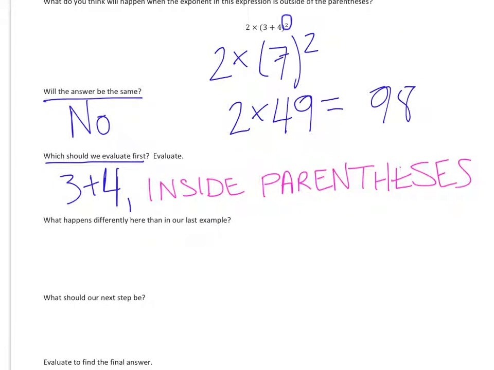Is that different than the answer we got before? Big time. We had 38 before, so just by moving the exponent outside of the parentheses, it drastically changed our answer.